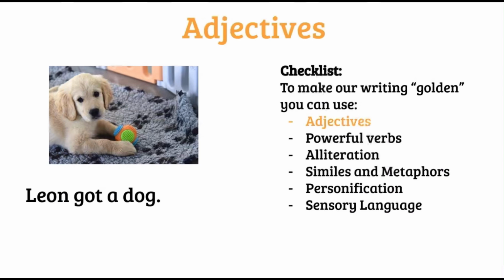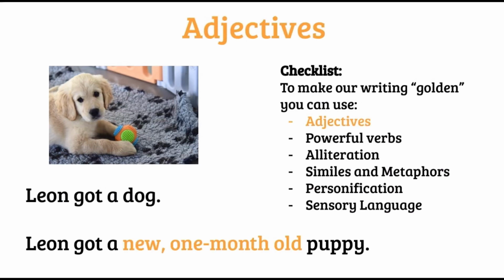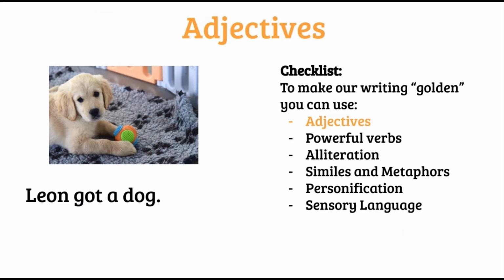So, this very cute little dog here was bought by a boy called Leon. So my sentence is, Leon got a dog. I'm going to add some adjectives, and adjectives describe an object, a noun. So I'm going to add in some adjectives to describe the puppy. Leon got a new, 1-month-old puppy. I actually put an expanded noun phrase here, so I've used a comma to break up those two adjectives.